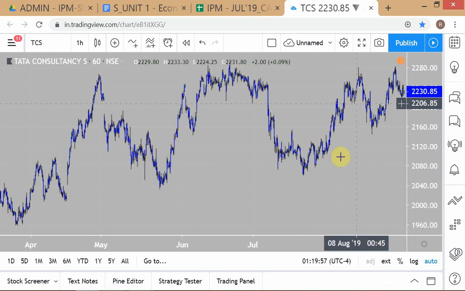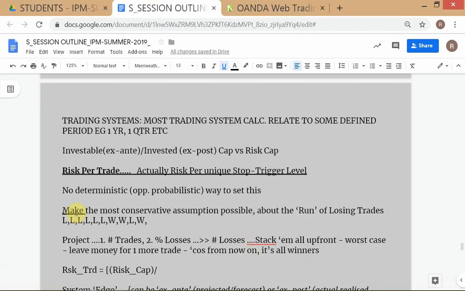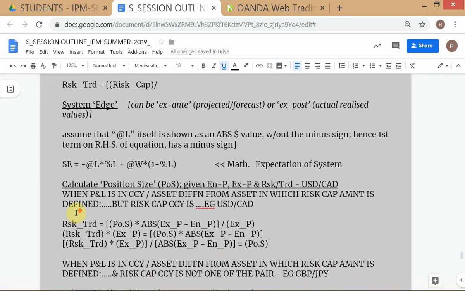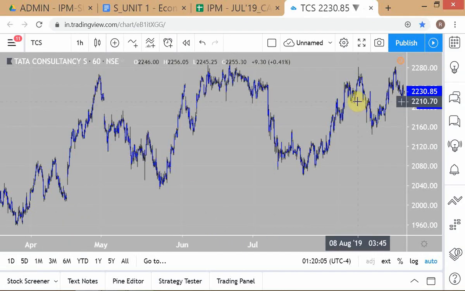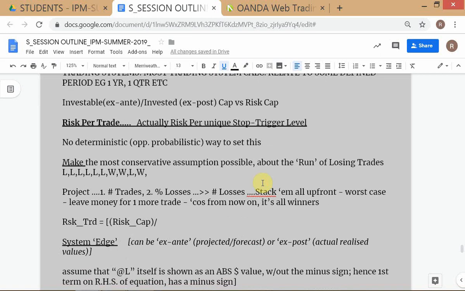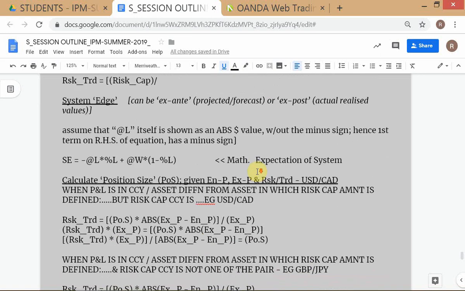Okay, so another thing that we should emphasize here, which is actually a point with respect to pyramiding. When we discuss pyramiding, you should apply this risk per trade, risk per unique stop level, only on a gross basis, not on a net basis. What do I mean by that? We just go to this pyramiding point here.